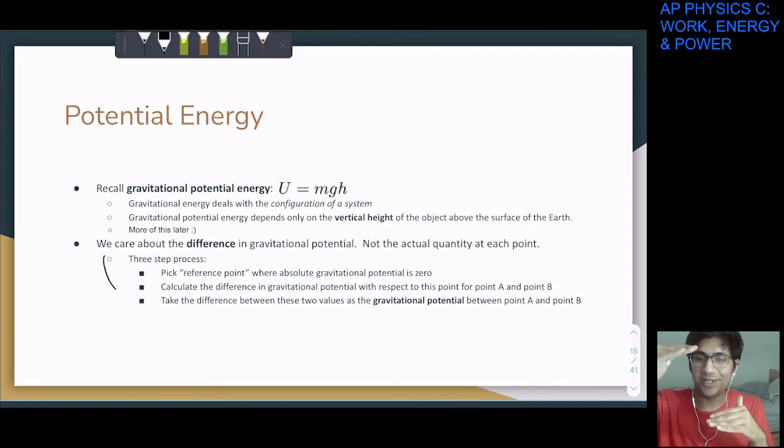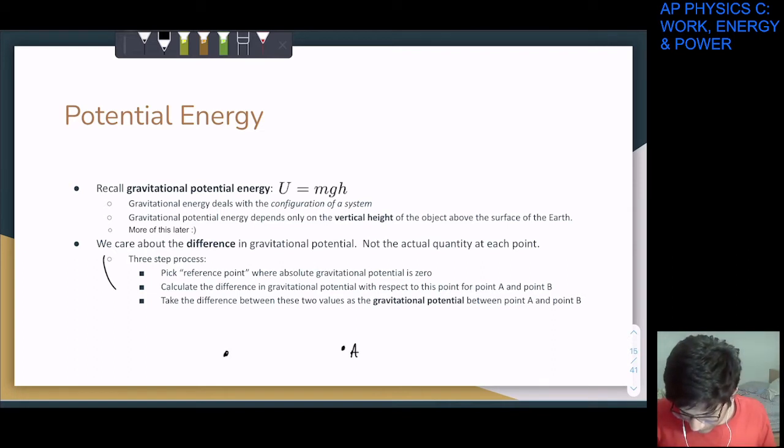We don't care if this is 100 and this is 105, versus this being 200 and this being 205. We just care that this is a difference of 5. We don't care about the actual numbers. The way we do this is we pick our reference point. We say that the absolute gravitational potential energy here is 0, and then everything else is calculated with respect to it. So let's say we have point A and point B here, and let's say our reference point is over here.